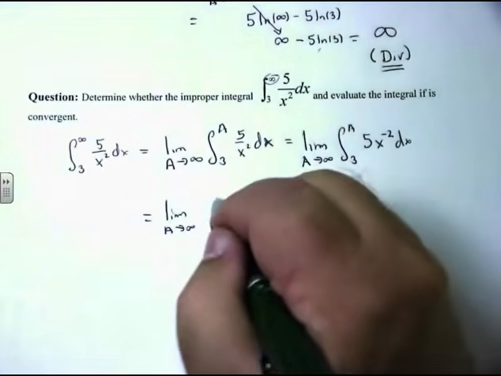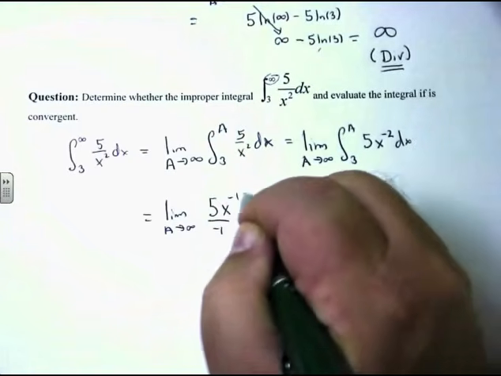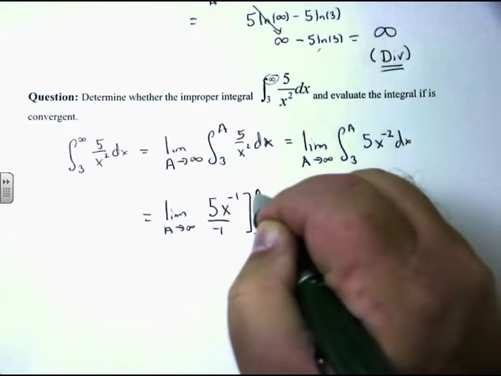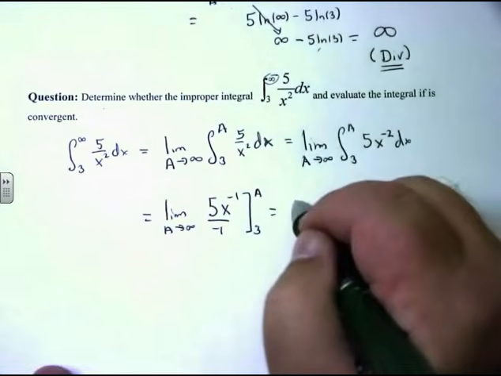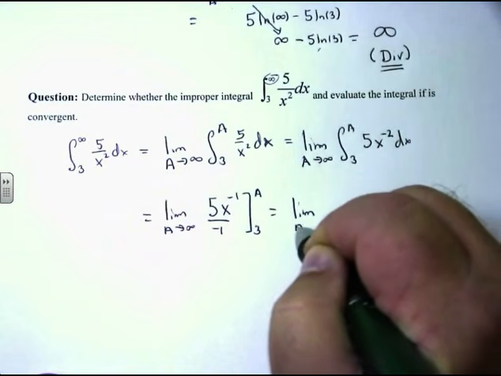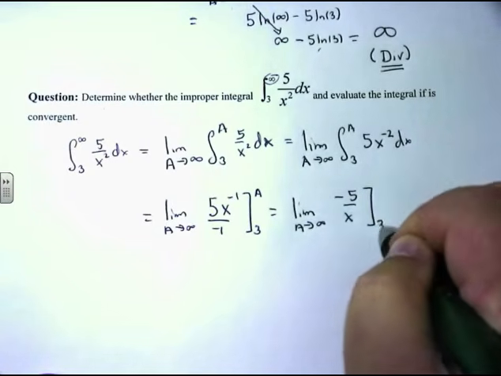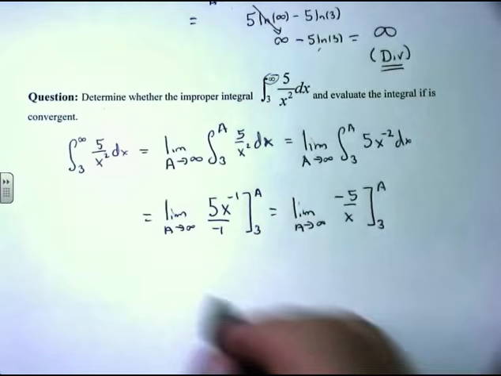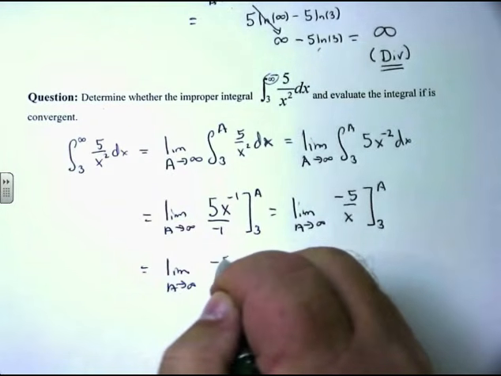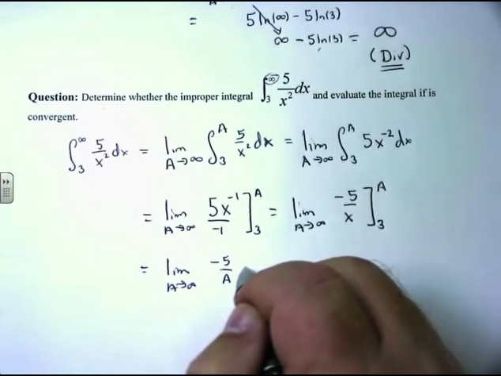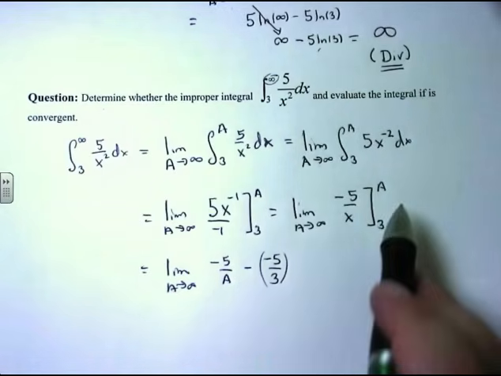Now let's integrate. 5 times the integral of x to the negative 2 is add 1, x to the negative 1 over negative 1, evaluated from 3 to a. Now I'm going to apply the fundamental theorem of calculus, but first I'm going to clean this up a little bit more so I can see what's going on. This is the limit as a approaches infinity of negative 5 over x evaluated from 3 to a. Now apply the fundamental theorem of calculus. This is the limit as a approaches infinity of negative 5 over a minus negative 5 over 3. Plug in top minus plug in bottom.